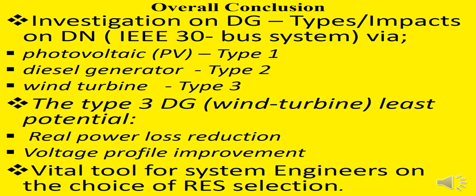From the analysis, the study discovered that type 3 DG, that is wind turbine, has the least potential in real power loss reduction in the network and voltage profile improvement in network, and therefore this study concludes that it is a vital tool for system engineers on the choice of renewable energy resource selection in order to improve the distribution network.